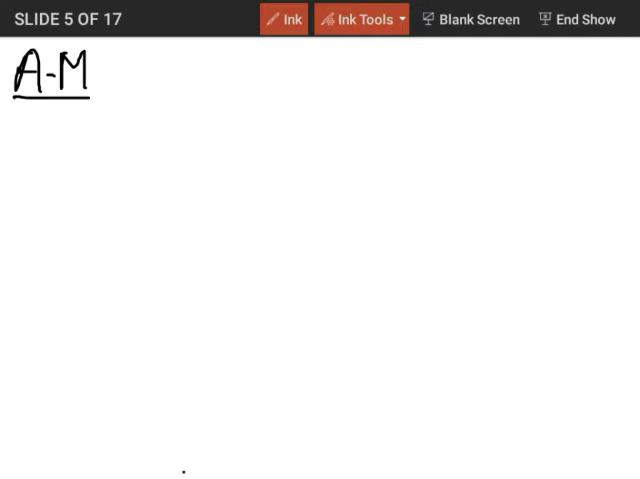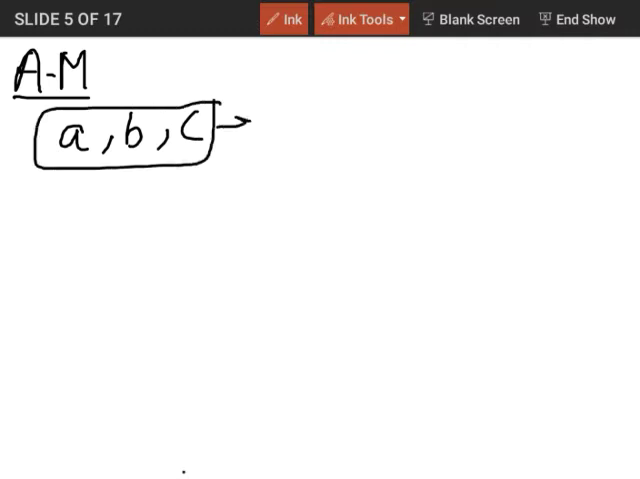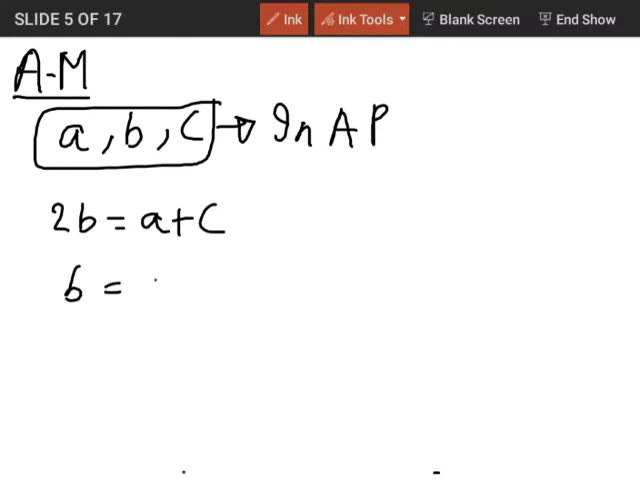So what you need to understand is, if a, b and c are in AP, then 2b is equal to a plus c, or b is equal to (a plus c) by 2, and here b is the arithmetic mean of a and c of this arithmetic progression. Now how to prove that?